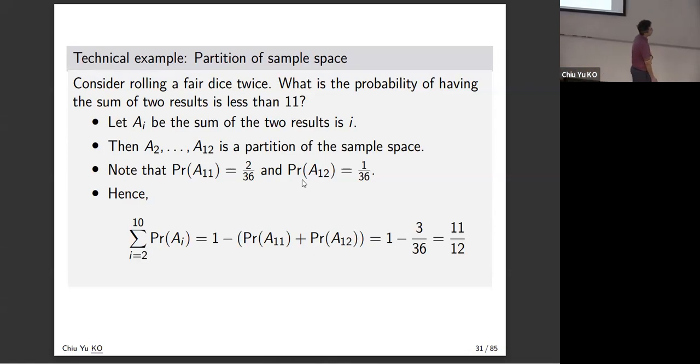And why is this easier? Because the complement of what we're asking, the sum less than 11, is just the union of A11 and A12, and A11 and A12 are easy. A12 is just one outcome: 6 plus 6 is 12. A11 is just 5 and 6 or 6 and 5, just 2. So just 3 outcomes out of 36. So just 1 minus this and we're done. Is that clear how this works out? Rather than counting 33 outcomes.